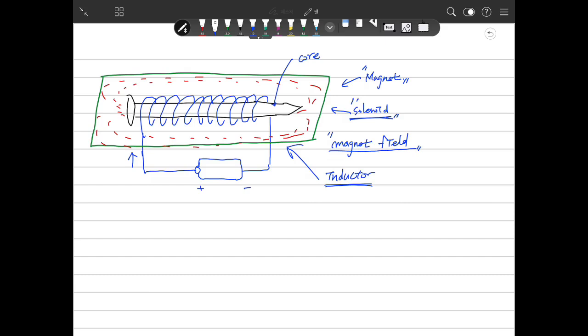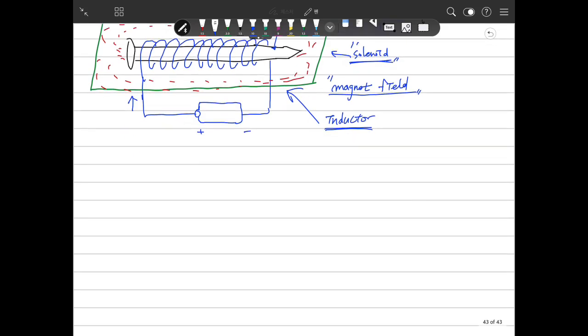So the symbol of the inductor is here. Then you define this as L, the inductance, and this is the voltage V and the current. We use the passive sign convention.